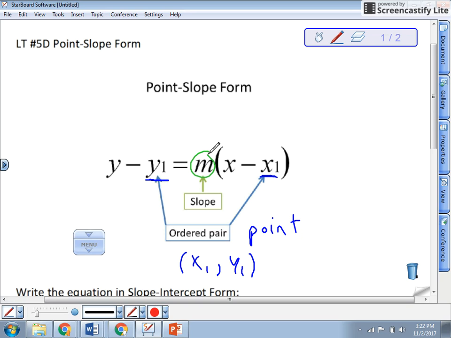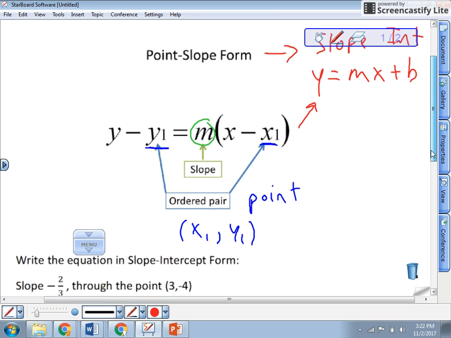Why do we use it? Here's the biggest thing. We use point slope form to put it into slope intercept form. And if you remember, that's y equals mx plus b. So we're going to transform the point slope and get it into y equals. That's the goal. Let's take a look at an example.